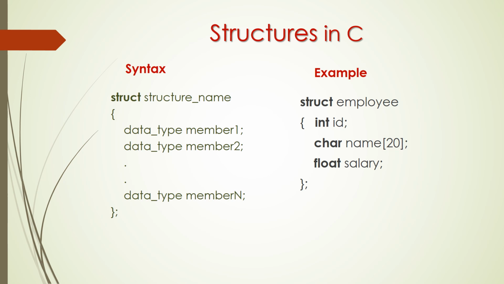Inside the curly braces, we declare the members of the structure. These are the variables that belong to the structure. Each member can be of a different data type such as integer, float, character, and so on. Finally, don't forget the semicolon after the closing brace. It is required in C to end the structure definition.